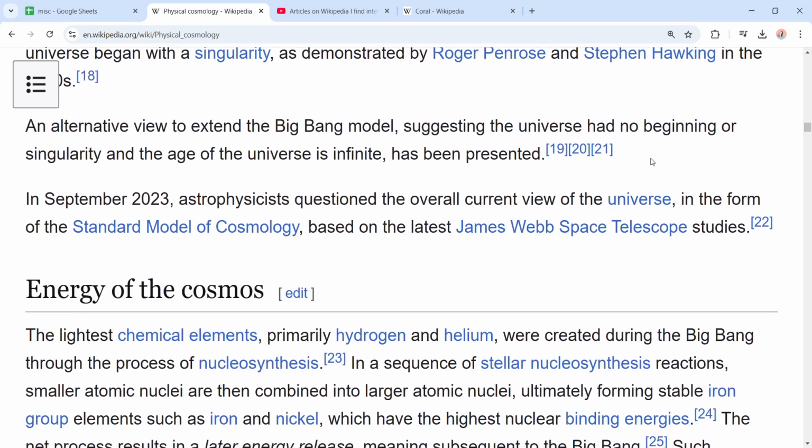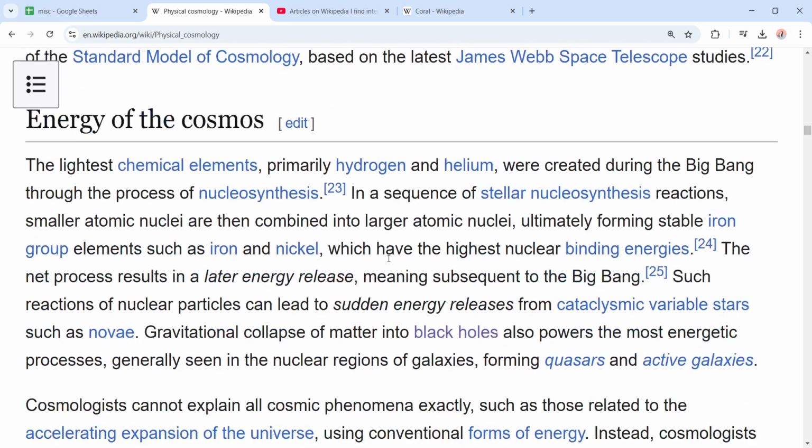An alternative view to extend the Big Bang model, suggesting the universe had no beginning or singularity and the age of the universe is infinite, has been presented. In September 2023, astrophysicists questioned the overall current view of the universe in the form of the Standard Model of Cosmology based on the latest James Webb Space Telescope studies.